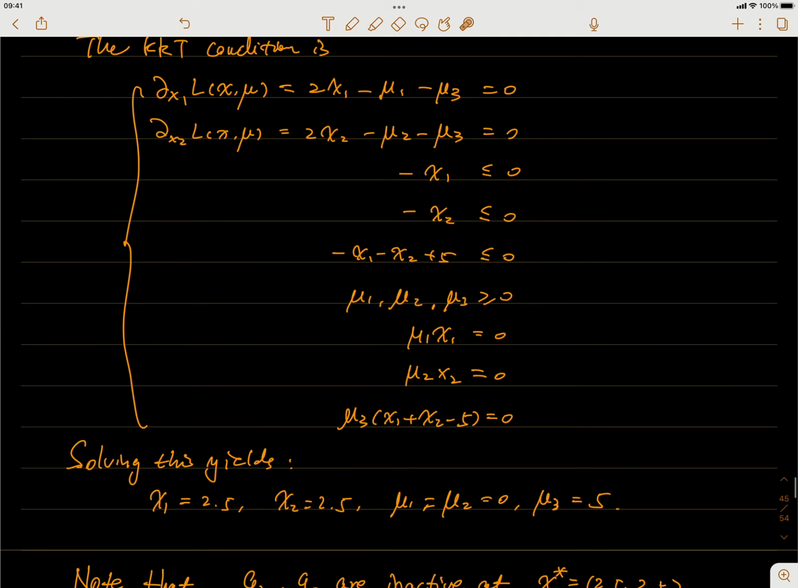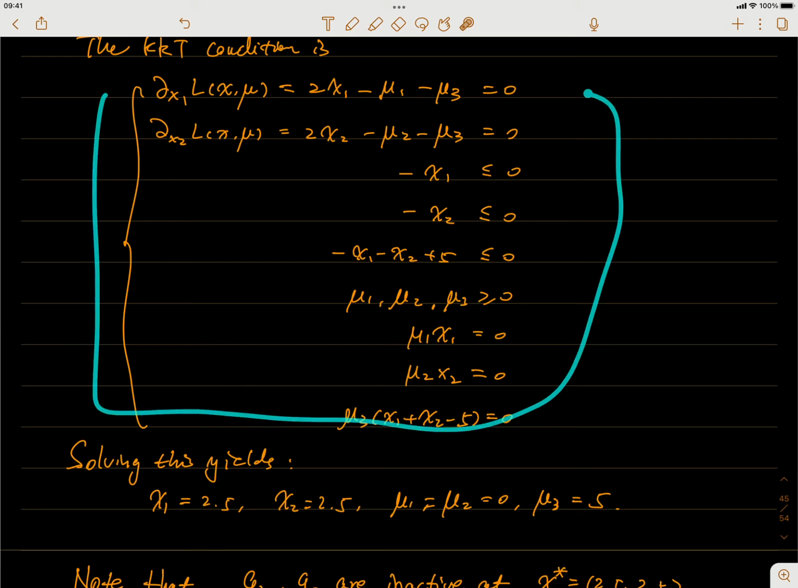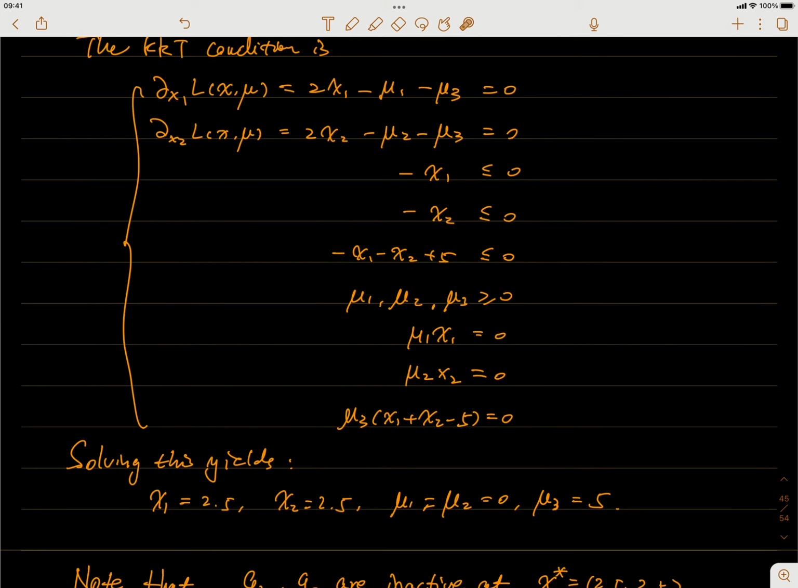Okay, so now this all together is the KKT condition. All this together is the KKT condition. And what we're trying to do is just to solve, see if we can solve for x1, x2, mu1, mu2, mu3 from this. So you can do this computation, and as I said, you just need to do this case by case. For example, you see that if mu1 is positive, then the x1 must be 0. If mu2 is positive, the x2 must be 0. So you separate the case.